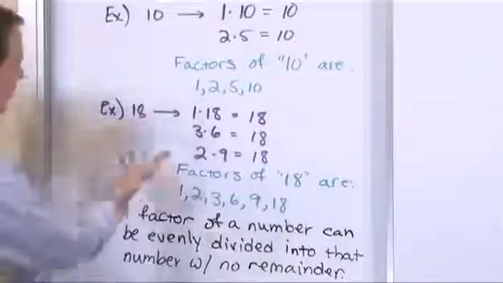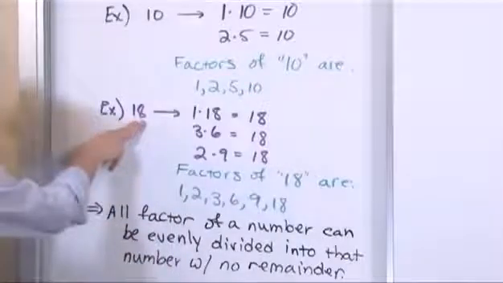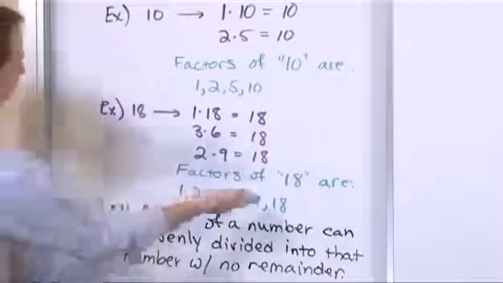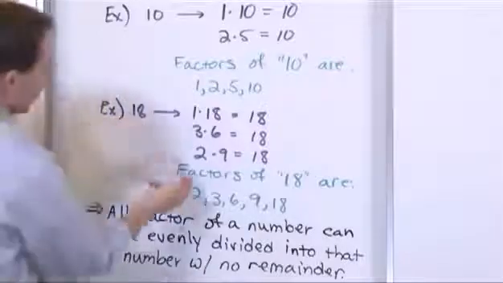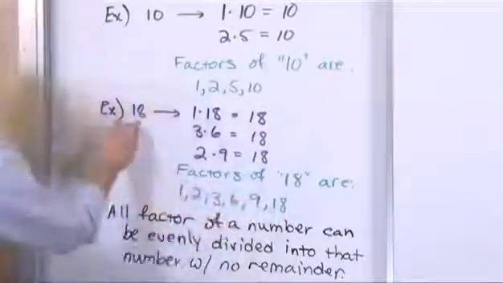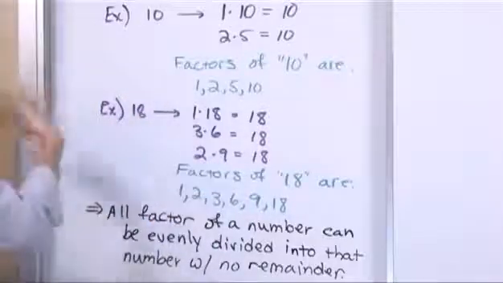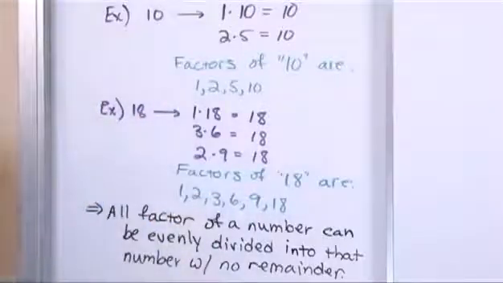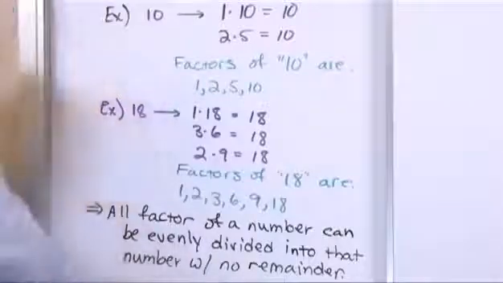So you might look at this and say it a different way. What are the factors of 18? Well, all you need to do is pick numbers that can be divided into 18. 18 can be divisible by 2 with no remainder. 18 can be divisible by 9 with no remainder. 18 can be divisible by 6 with no remainder. It's exactly the same definition. There's nothing different here. We're just saying it in a different way.